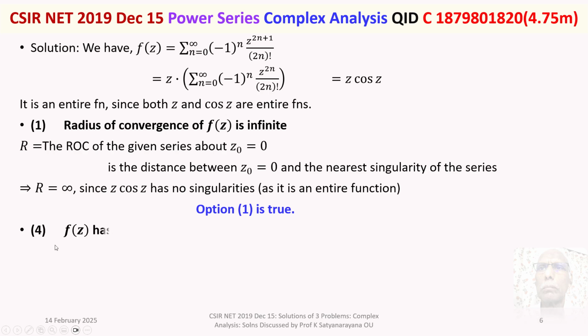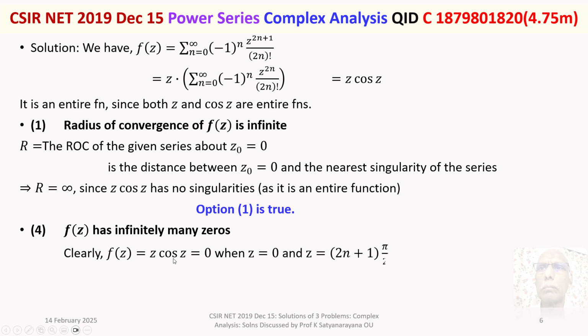We move on to option 4. It says f of z has infinitely many zeros. Is it so? Yes, it has infinitely many zeros. How? Clearly f of z is equal to z cos z is equal to 0. When z cos z is 0, either z is equal to 0 or cos z is equal to 0. Cos z is 0 when z is equal to (2n+1) pi by 2, n belongs to the set of integers. How many? Infinitely many. So f of z has infinitely many zeros. Thus option 4 is also true.